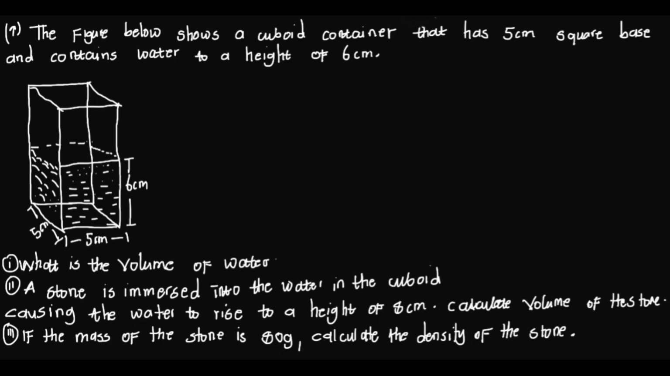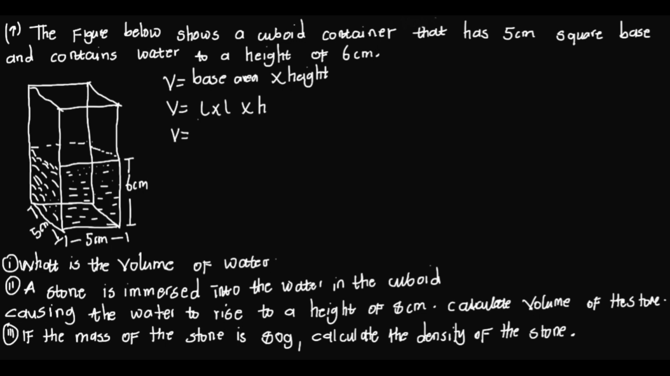So we can see that we have been given a cuboid. Then this cuboid has a base that is made up of a square. Then the depth or height of water is 6 centimeters. So the formula should be volume is equal to base area multiplied by our height. The base area is a square, so the area of a square is L times L, times the height.